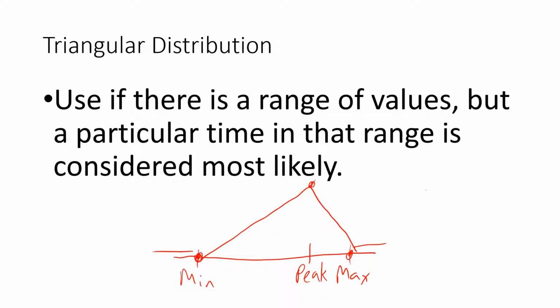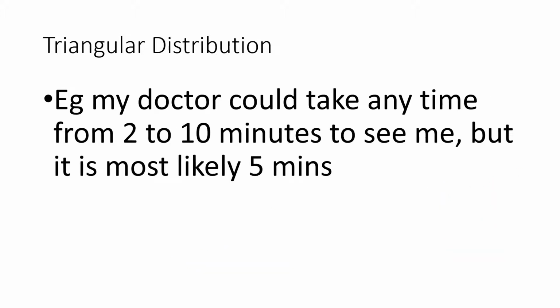So you'll be given 3 numbers: a max, a min, and a peak. Most likely is one way they might say it. Okay, so let's have a look. E.g., my doctor could take me any time from 2 minutes to 10 minutes. Most likely 5, so 5's probably about here, isn't it, right? So we would just go boom, boom, boom.